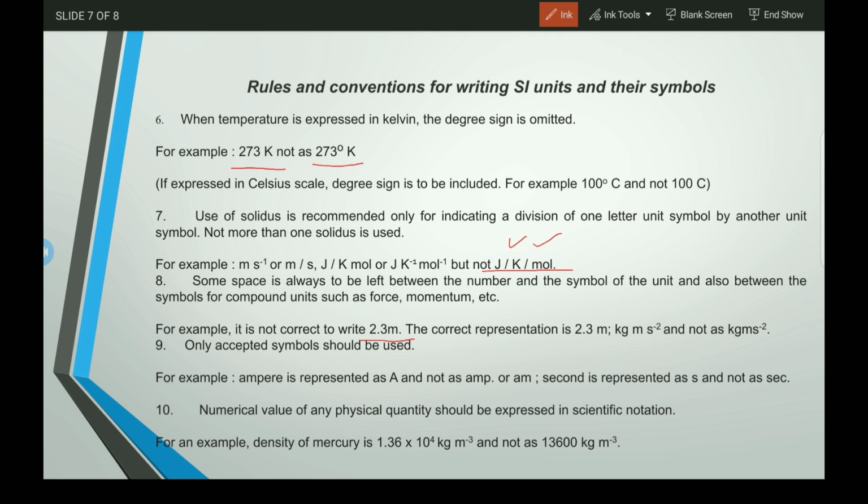Next, only accepted symbols should be used. We have to use A for ampere, not AMP or AM. When we have to use a symbol for second, we have to use s, not sec. Next, the numerical value of any physical quantity should be expressed in scientific notation. For example, when we have to write the density of mercury, we need to write it as 1.3 into 10 raised to the power 4 kg per meter cube, not as 13,600 kg per meter cube.